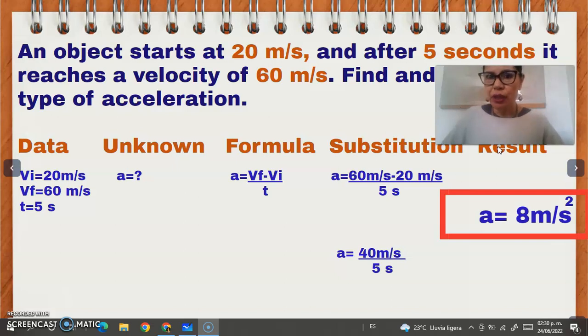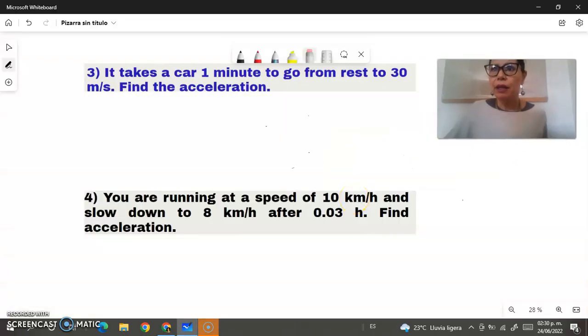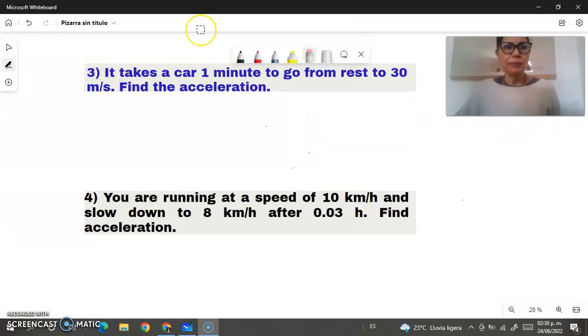Now let me share my whiteboard here. Okay, so let's read the third problem. It takes a car 1 minute to go from rest. Please pay attention here to this word. Okay, from rest to 30 meters per second. Find the acceleration. First we'll work with our columns: data, unknown, formula, substitution, calculations, and result.